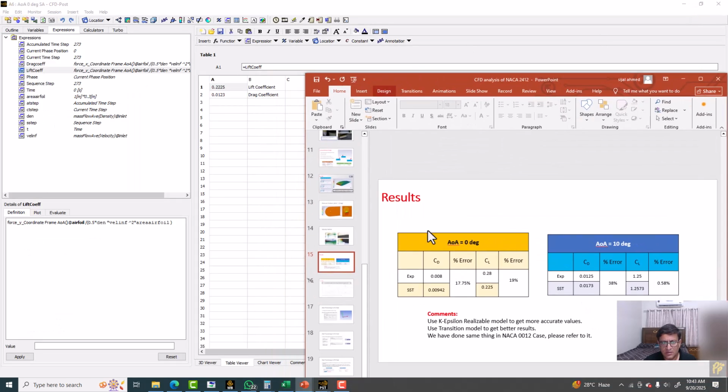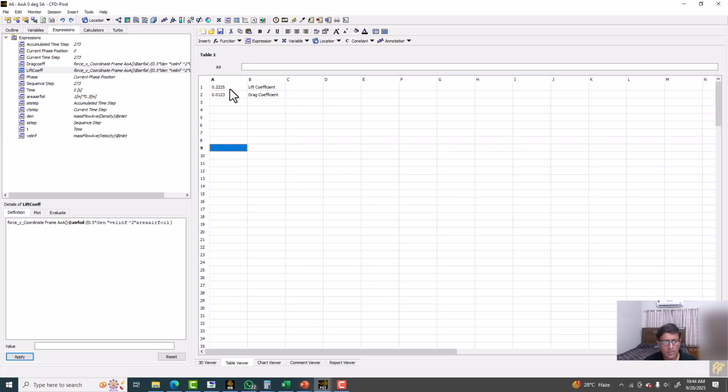So 0.2225, and in the previous case it was 0.225, and the drag coefficient is 0.0123. This is on the higher side, and from SST it was 0.00942. Might be that the SST was predicting the laminar turbulent transition slightly, and that's why it was only a 17.75% error, and at higher angle of attack the error is more. So now I think you get the idea of how to get the values of the lift and drag coefficient in CFD Post through the expressions.